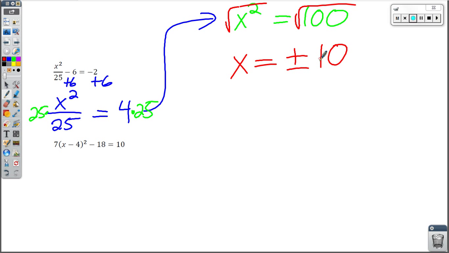Now let's look at something like this last one. All right, so what we're trying to do is get this part that has the squared all by itself. We want to get that by itself first.